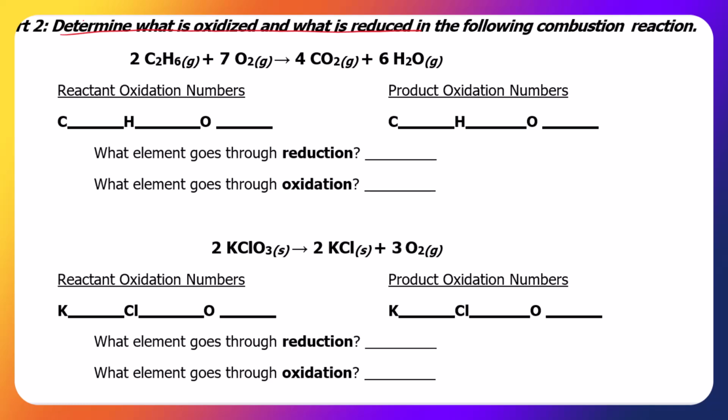And I need you to remember that OIL RIG: oxidation is losing. Losing what? Losing electrons, and stuff gets more positive. It gets more positive if it loses negative charge in the form of electrons. RIG is reduction is gaining. Gaining what? Gaining electrons, and stuff gets more negative if it gains negative charge. Okay? All right, I'm just going to get rid of all that. Oops. Let's get rid of all of that and press on.